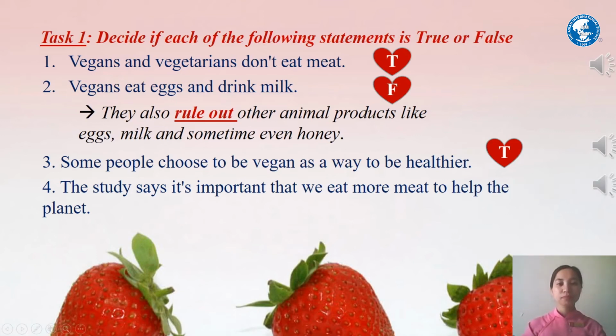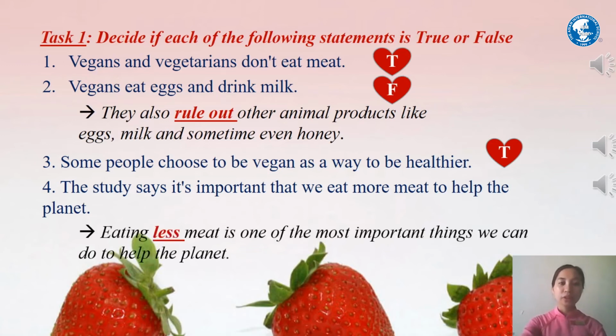But there's another reason that's been getting a lot of attention recently. Last month, a big study came out looking into the effect our food has on the environment, and it found that eating less meat is one of the most important things we can do to help the planet. Actually, we should eat less meat to protect our planet.